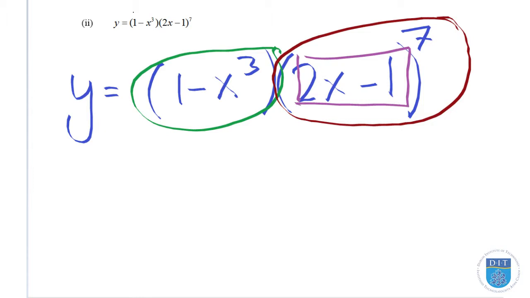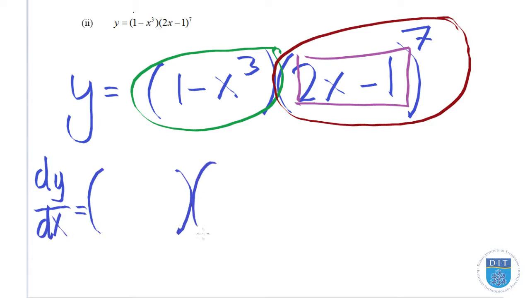Again, dy dx equals the first bracket by the derivative of the second, plus the second by the derivative of the first. Now, I know that the derivative of the second is going to be the most trouble, so I'll just do that there. First by derivative of second plus second by derivative of first.